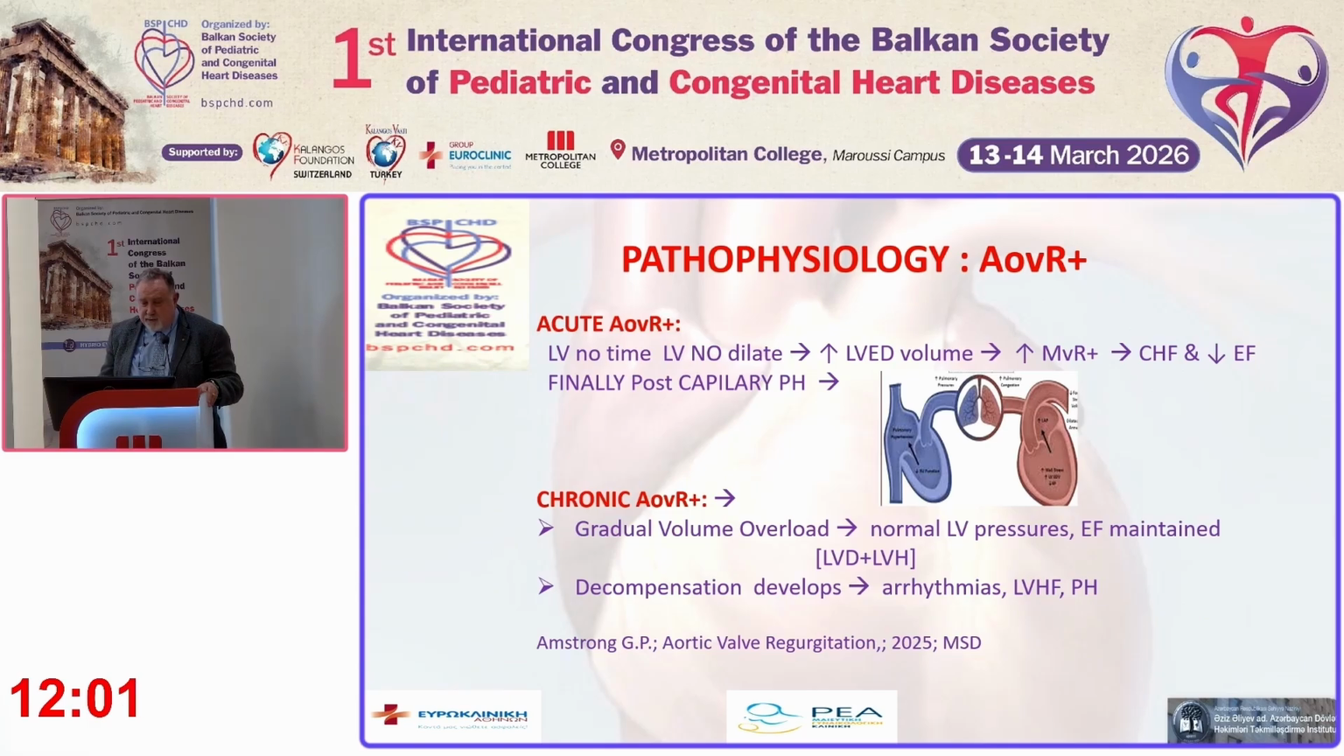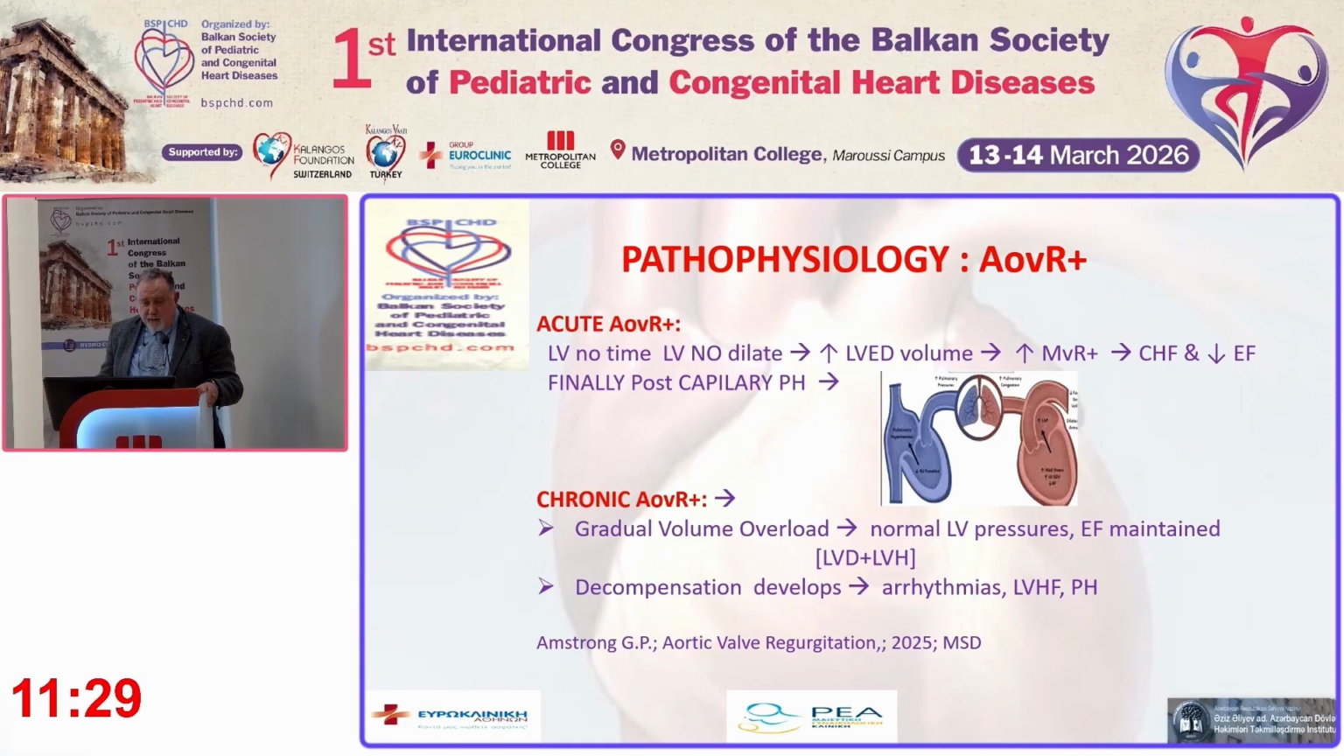The pathophysiology of the aortic valve. In acute aortic valve regurgitation, the left ventricle has no time to dilate, and we have an acute dilatation of that, which will create dilatation of the mitral valve ring apparatus, and we will have congestive heart failure and a drop of the ejection fraction. Finally, we will have post-capillary pulmonary hypertension in the pathophysiology of these patients.